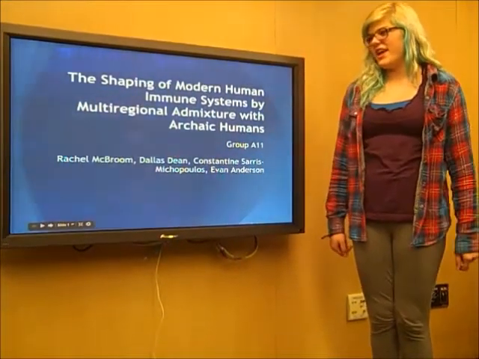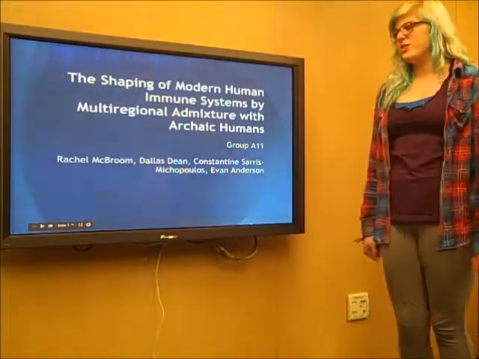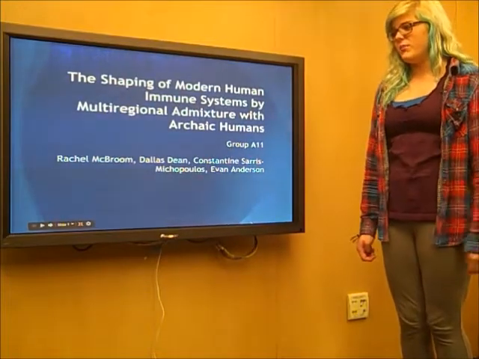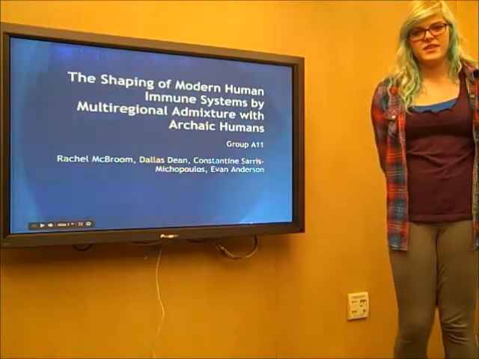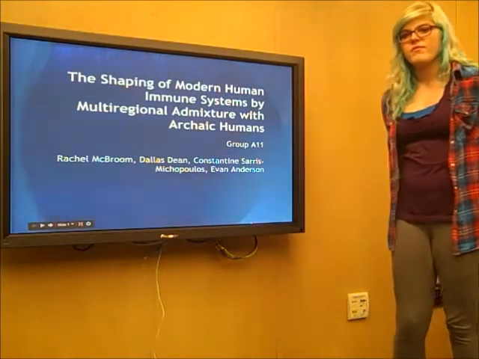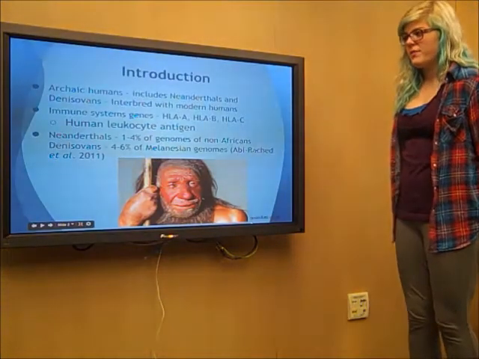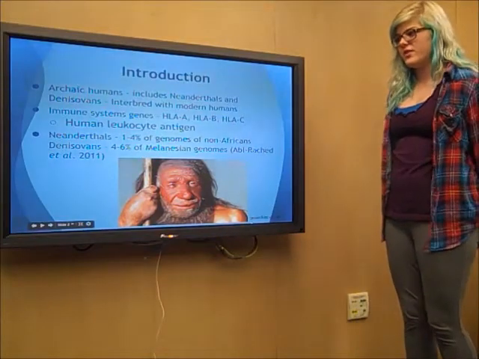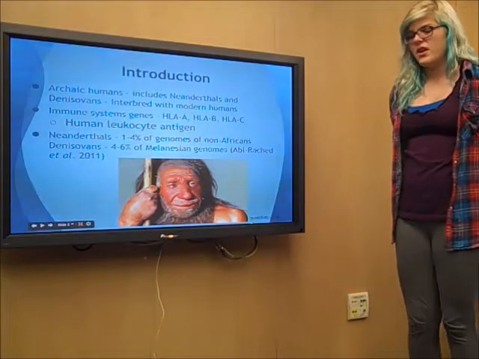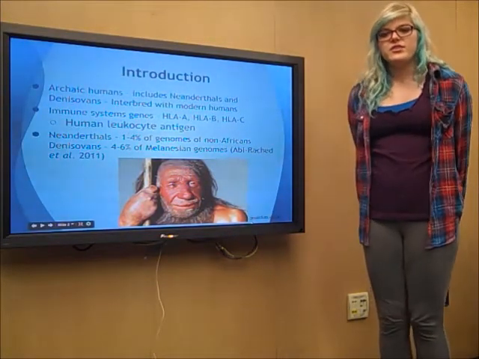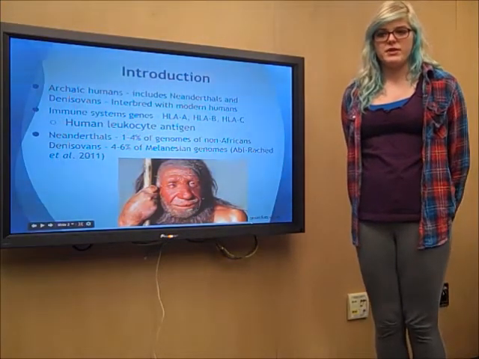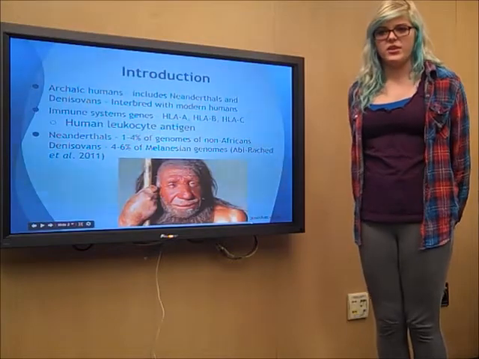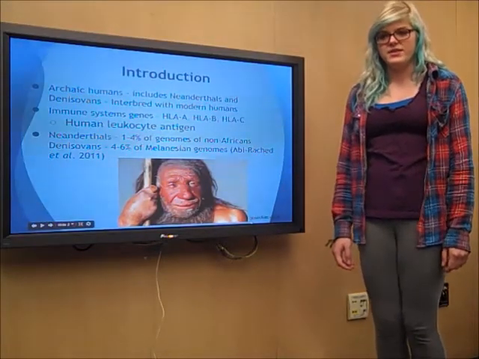Group A11, and we did our presentation over the shaping of modern human immune systems by multi-regional admixture with archaic humans. Archaic humans includes Neanderthals and Denisovans, and the publication of the Neanderthal genome provided evidence that Homo sapiens bred with Neanderthals as well as other hominins, including the Denisovans.